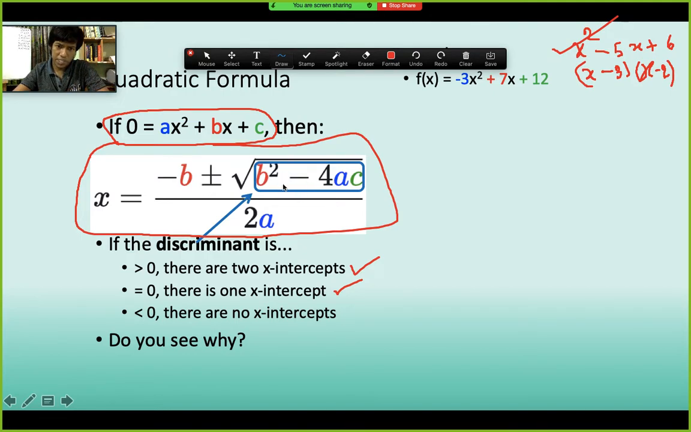And if this value is negative, then there is no answer from this form, because the square root of a negative value becomes undefined, so we do not have any solution if this is negative.